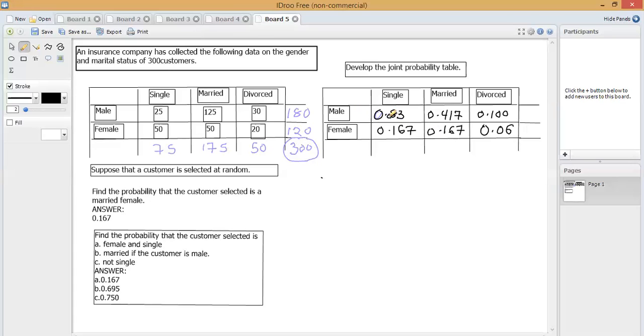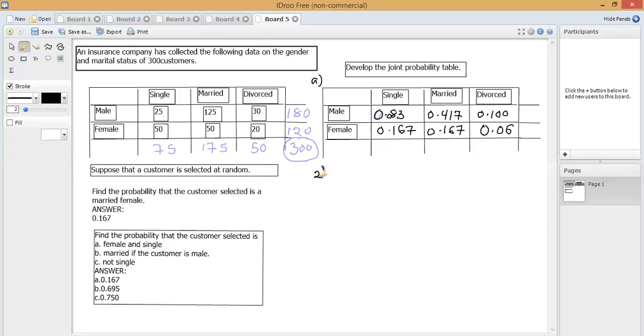You can add this to this to get the total sum of the singles. You can add this to this to get the total sum of the married. You can add this to this to get the total sum of the divorced customers. When you add this to this to this, you get total males. When you add 0.167 to 0.167 to 0.067, you get total females. So now we are done with A. We have developed our joint probability table. Let's come to the questions.